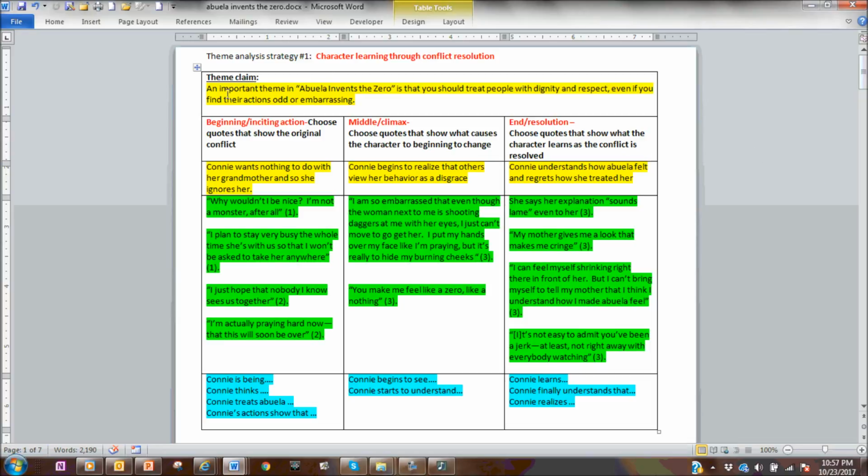So I have my theme statement here. An important theme in Abuela Invents the Zero is that you should treat people with dignity and respect, even if you find their actions odd or embarrassing.